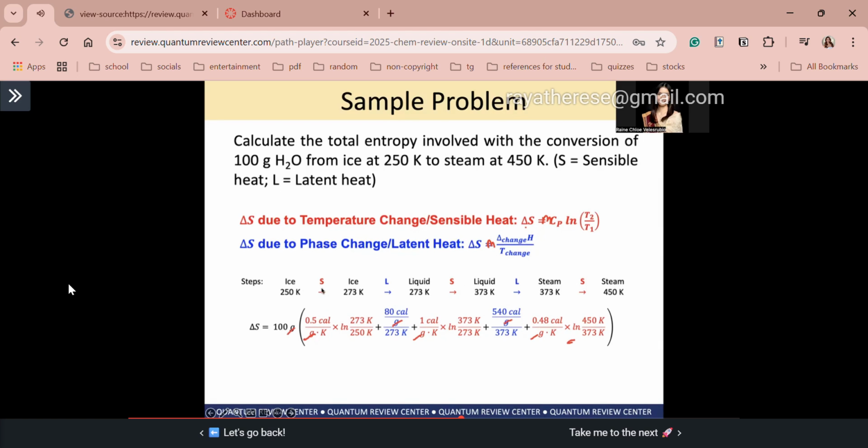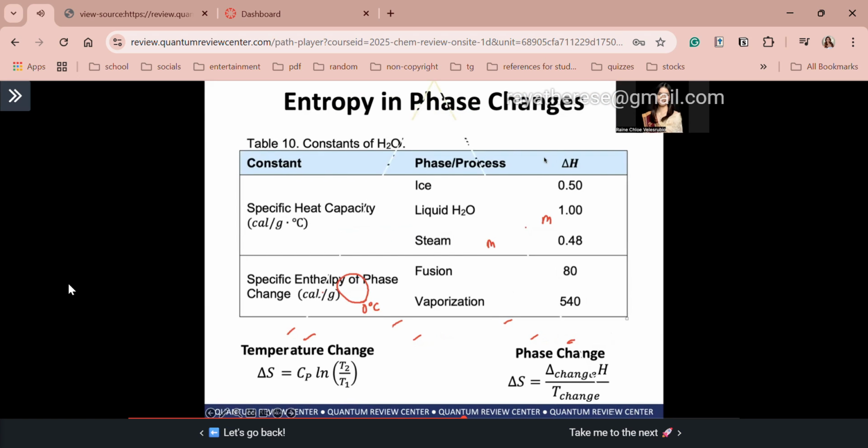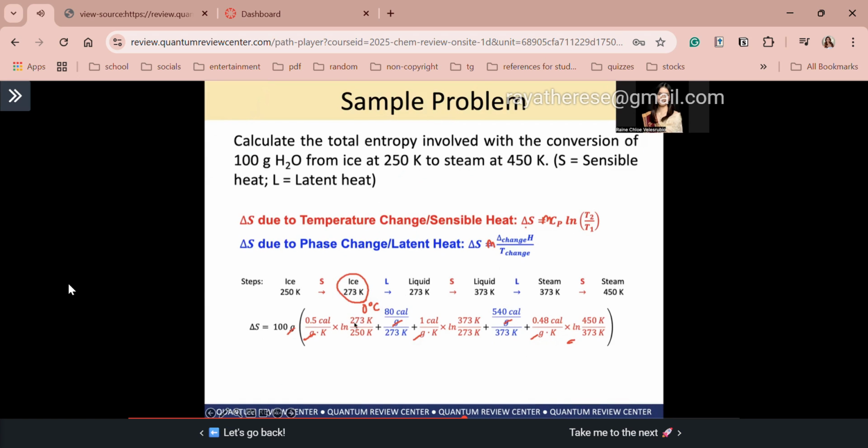So first, step 1, here we have ice at 250 Kelvin. When you increase the temperature, okay, it will become ice with a temperature of 273 Kelvin. This is equal to 0 degrees Celsius, and this constitutes your melting point, okay? So the delta S equation for that is 100 grams times 0.5 cal over gram K, okay? So this is the constant, okay? For fusion, di ba? Again, tingnan natin, guys. This is the specific heat capacity for ice, right? Okay. Times ln 273 divided by 250 K, okay? Because this is your final temperature, T2, okay?